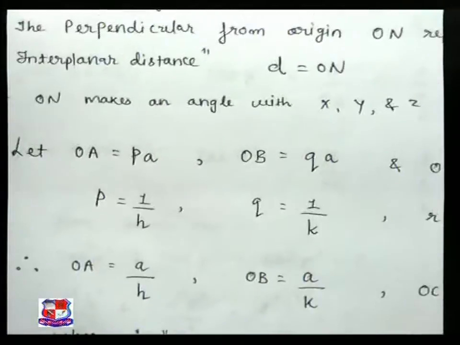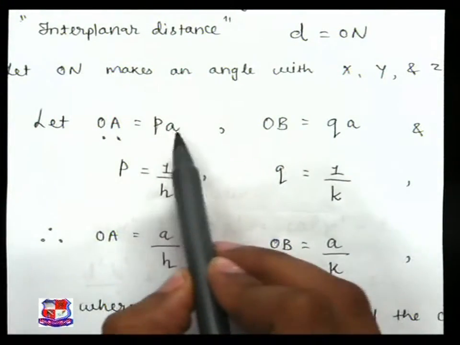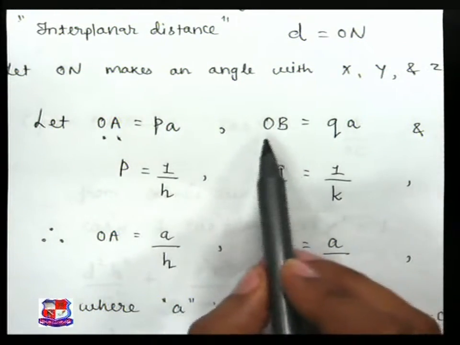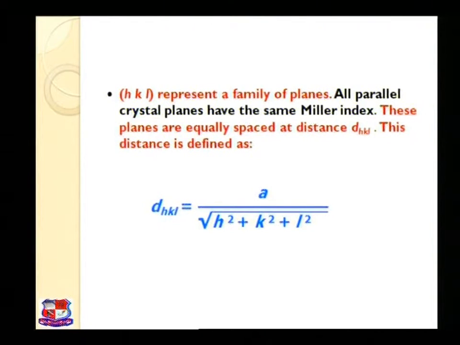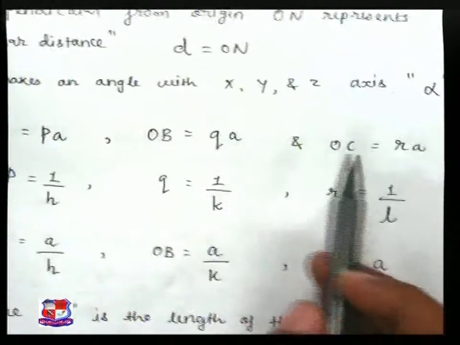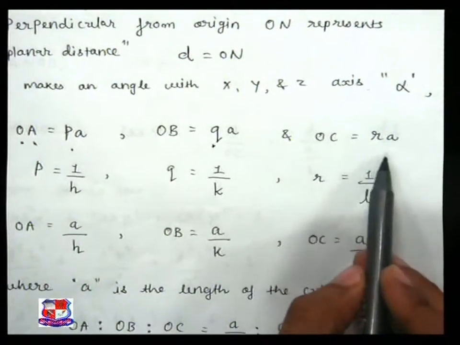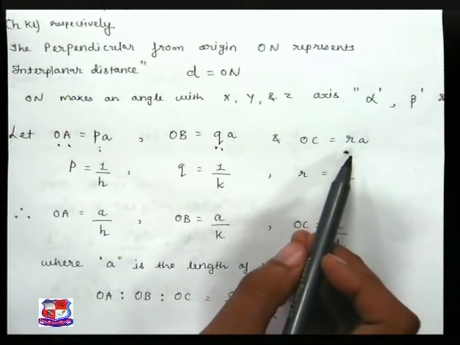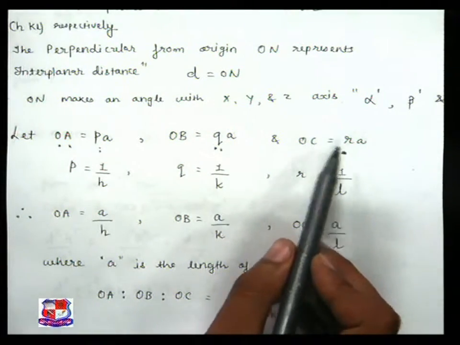Here OA is the intercept, which is equal to P into A. In the same manner, OB is equal to Q into A. And in the same manner, OC is equal to R into A. So here P, Q and R are the numerical values of the axis.